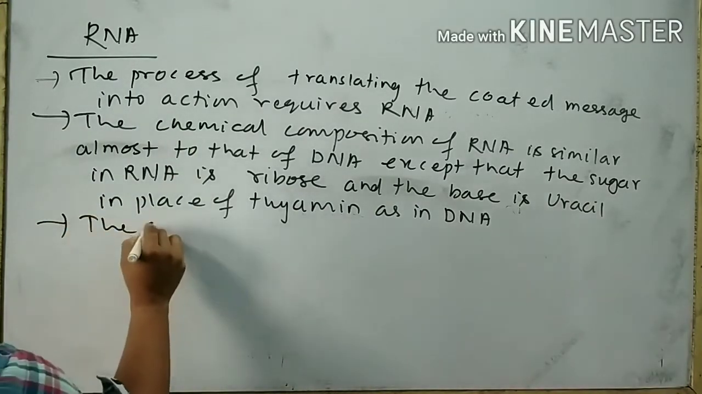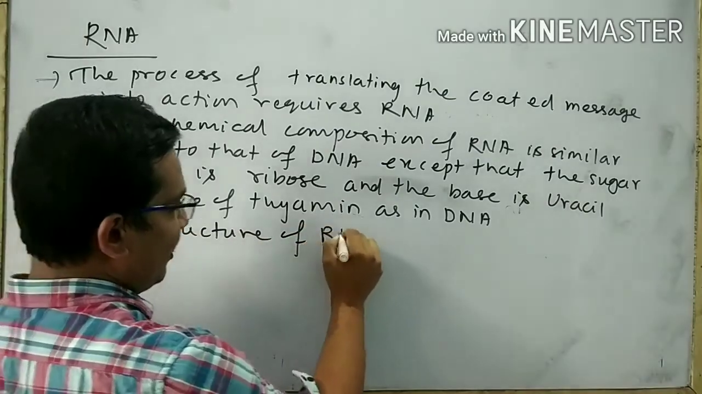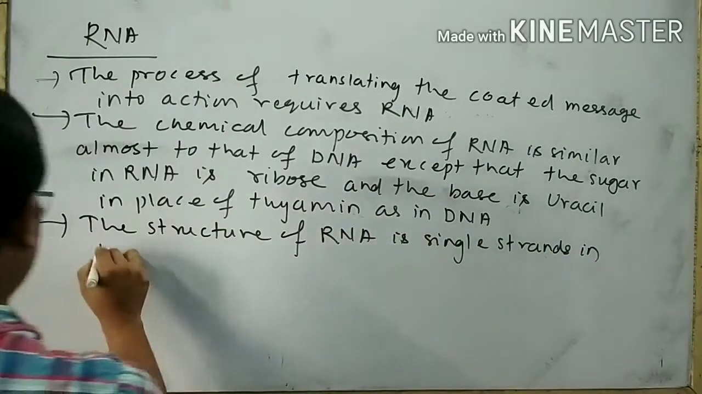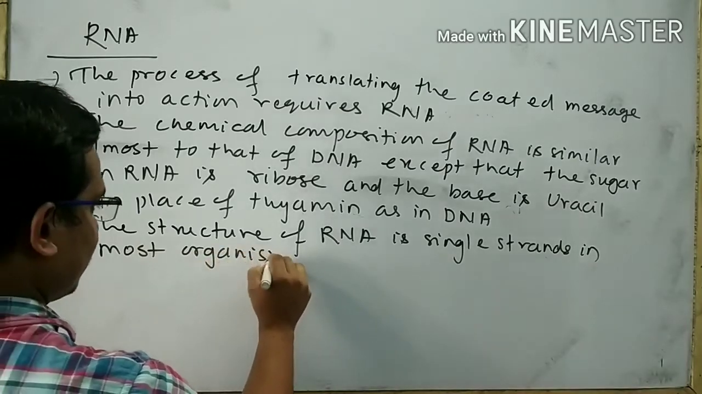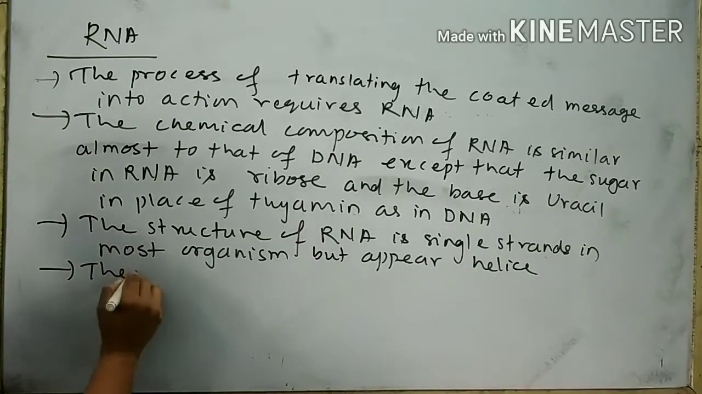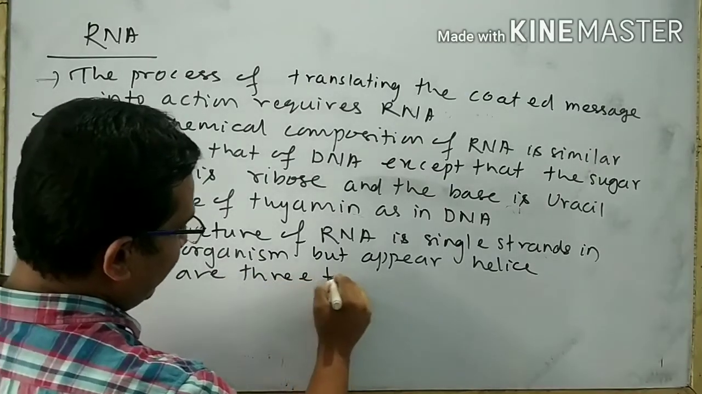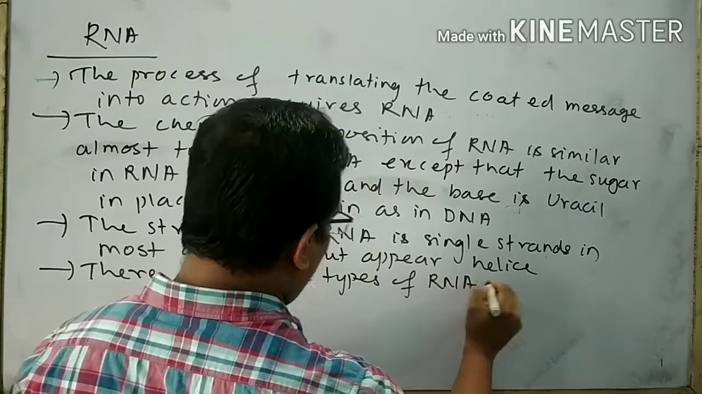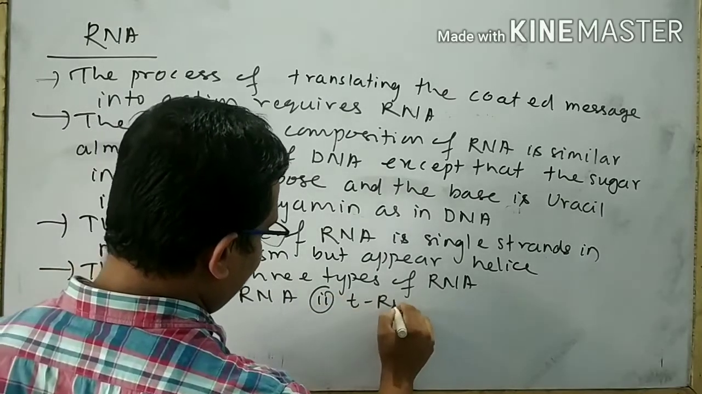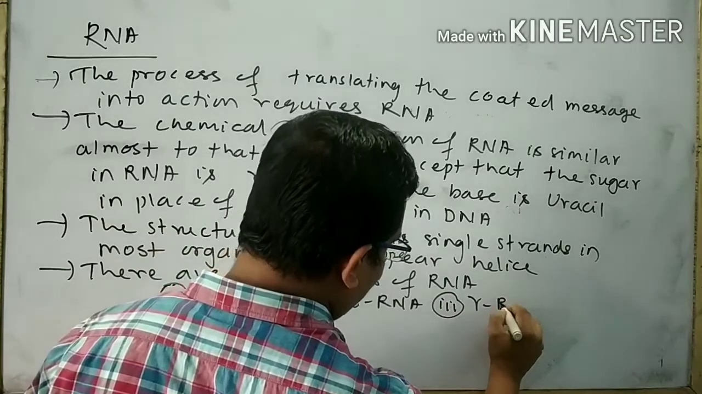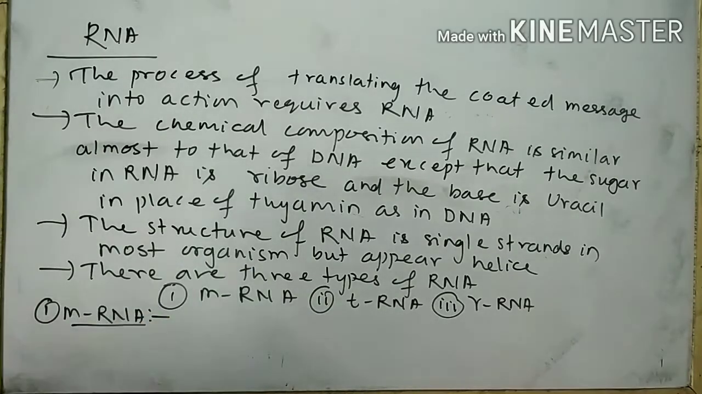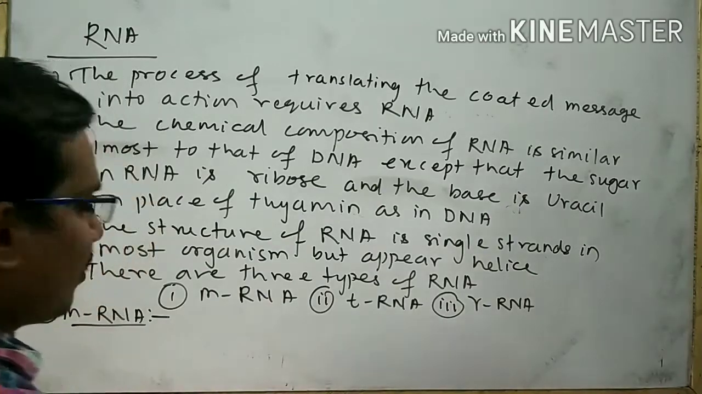So we can write the structure of RNA is single strand in most organisms but appears helix. There are three types of RNA. One is your mRNA, second is your tRNA, third is your rRNA. At first I will discuss about the mRNA. mRNA carries the genetic information from the template of the DNA.